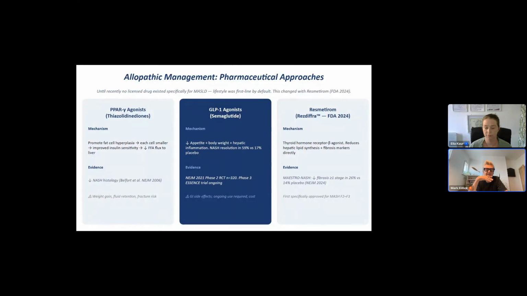So the first one is the PPAR gamma agonists, and the main one is something called pioglitazone, one of the, I can never say this word, but I'm going to have a go, thiazolidinedione class of drugs. These are drugs that are used to treat type 2 diabetes. They work by promoting fat cell proliferation, so it creates smaller adipocytes, each one being more insulin sensitive.